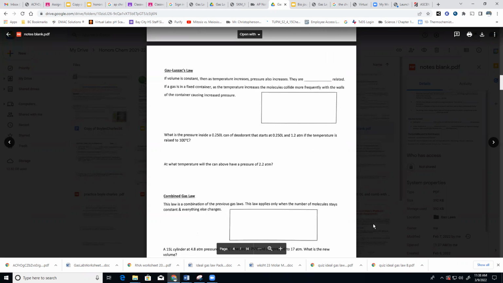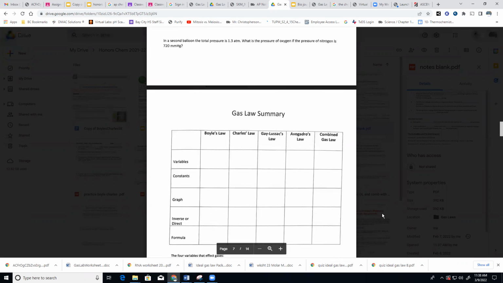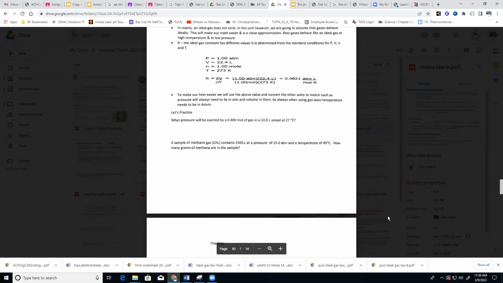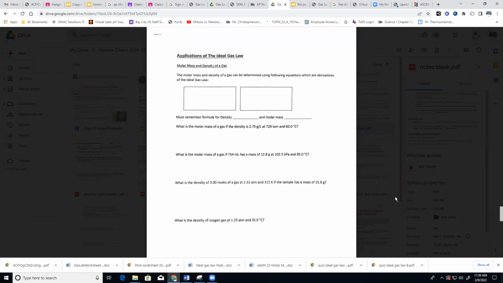We are moving on to this one page, if I can get to it. It's been a long unit, I feel like. All right, we're going to do this one page, applications of the ideal gas law.